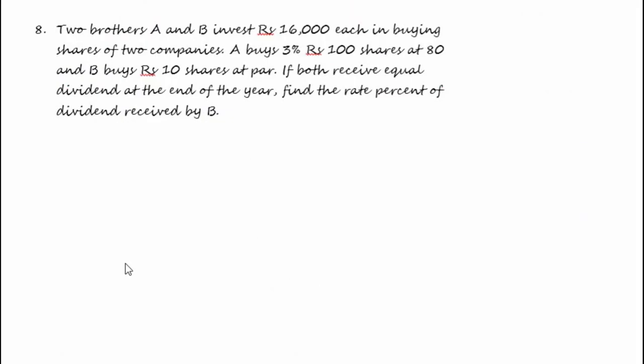Next problem. Two brothers A and B invest rupees 16,000 each in buying shares of two companies. A buys 3% rupees 100 share at 80 and B buys rupees 10 share at par. If both receive equal dividend at the end of the year, find the rate of percentage dividend received by B. So it is two brothers. This person is A, this person is B. Let us calculate separately.